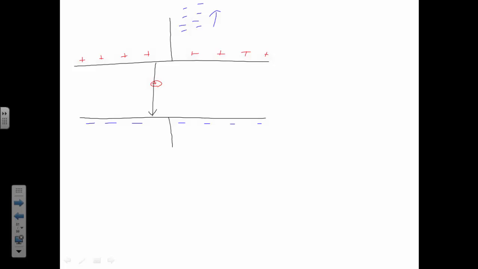Our electric field is downward. And because these are uniformly distributed across here, we get this nice uniform field across here. And this is what we call an electric field. Instead of a gravitational field, we have an electric field. Like before, our gravitational field is measured in newtons per kilogram. What do you think this electric field is going to be measured in?